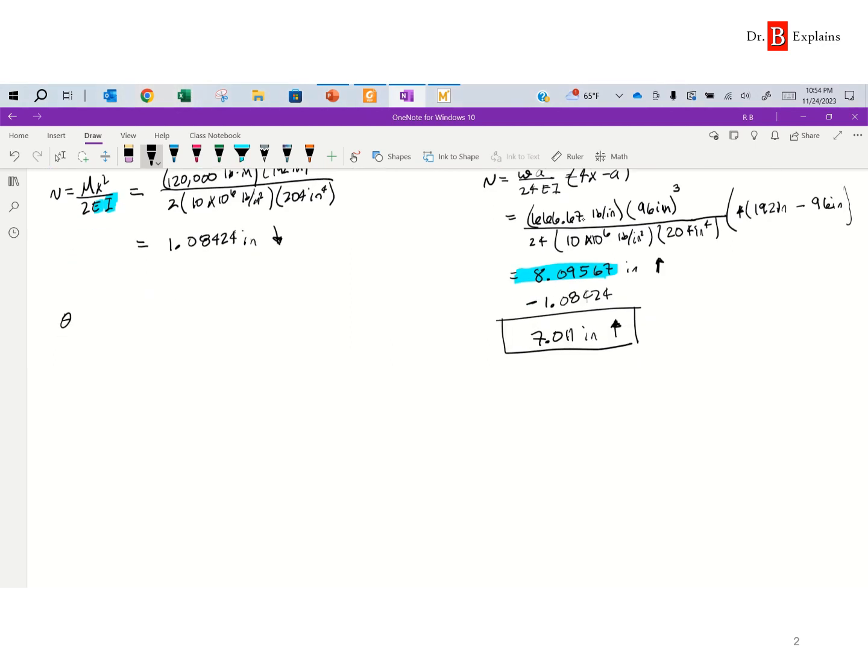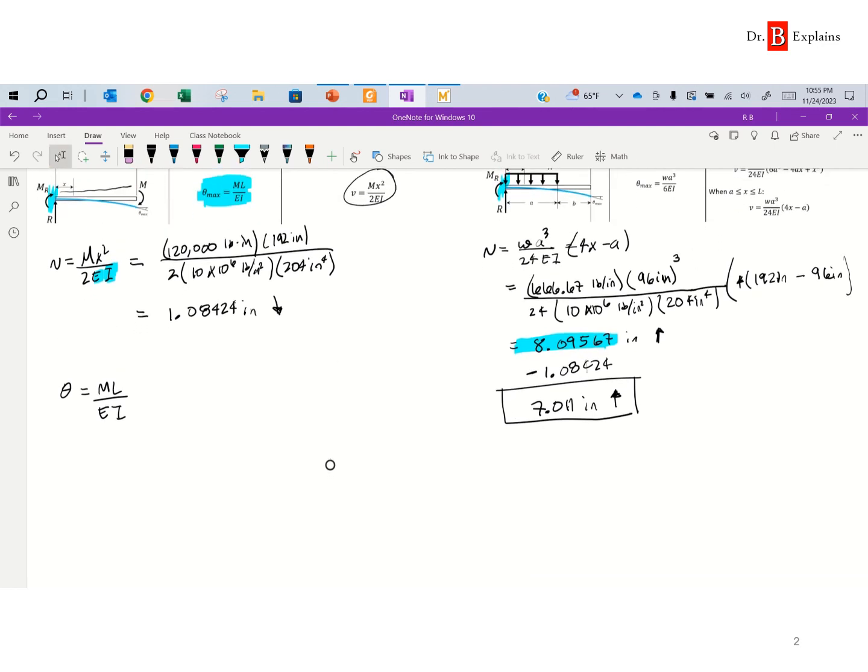Theta equals ML divided by EI. The moment is 120,000 inches. L is the length of the beam at 192 inches. And we divide by E, which is 10 times 10 to the 6 pounds per square inch. And I is 204 inches to the 4th.